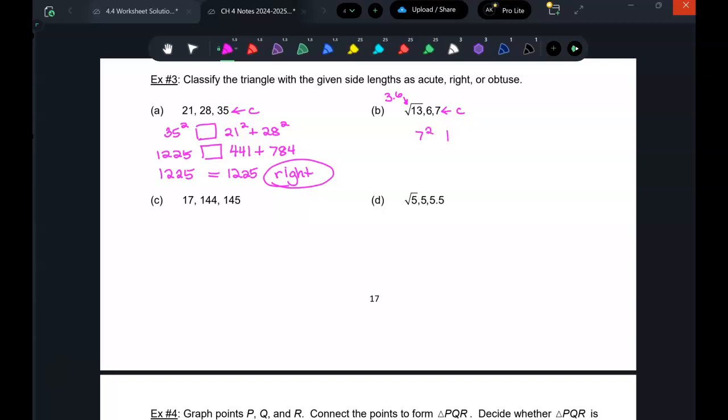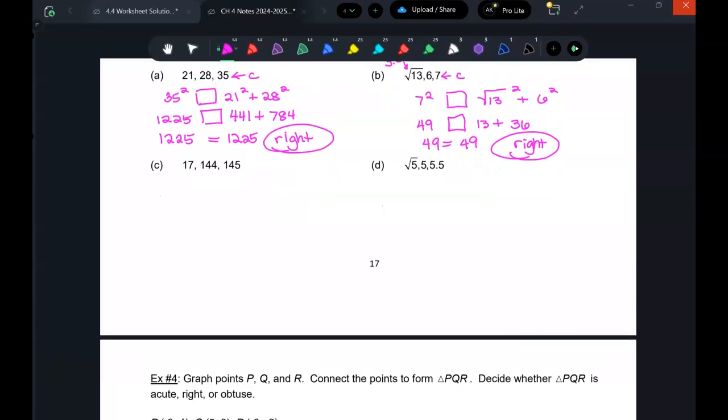So 7 squared, how does that compare to the square root of 13 squared plus 6 squared? 49, and 36 plus 13. For the ones with the square roots, when you get 13, what do you do with that? They just cross out. A square root and a square cancel each other out. So if you have something under a square root and then you square it, you're just left with that number. It's also a right angle because they are equal. So this is a right triangle.